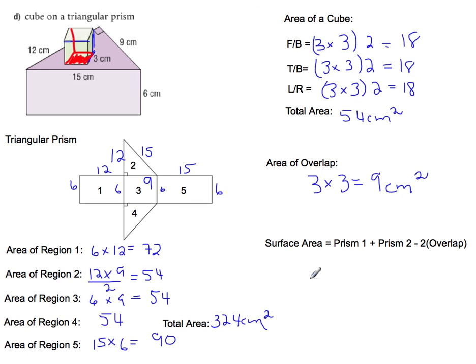The surface area of prism 1 is 324. The surface area of prism 2 is 54, minus twice the area of overlap, which is 9. And once again, I'm going to use my calculator to make sure I don't make a mistake. And I get an area of 360 centimeters squared.